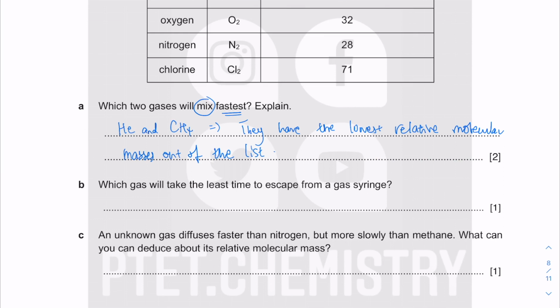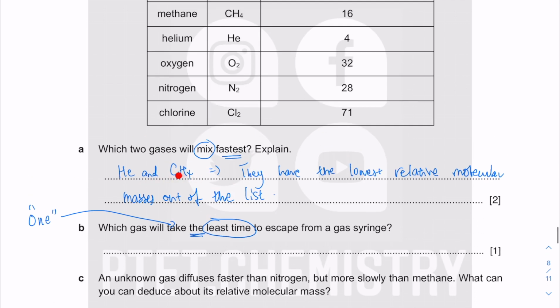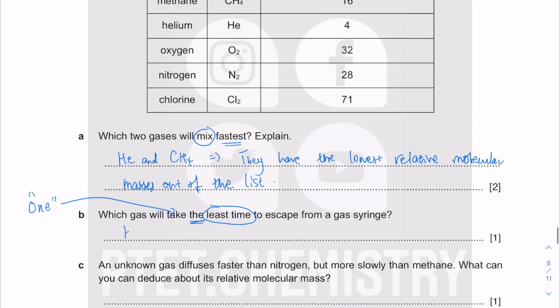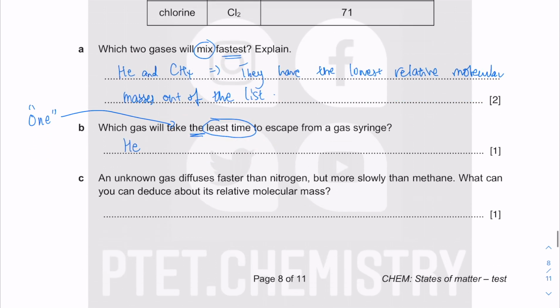Which gas will take the least time? The least time means only one gas. Out of these two, which diffuses out the fastest? This is the fastest because it's the lightest of all. So helium will win over CH4 because it's lighter. An unknown gas diffuses faster than nitrogen, so we can say lighter than nitrogen, but more slowly than methane, so we can say heavier than CH4.